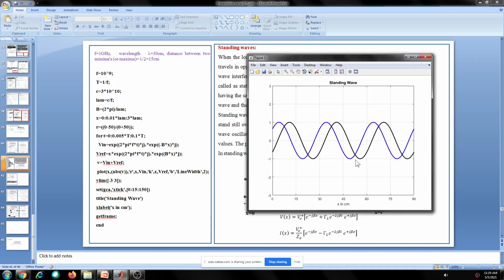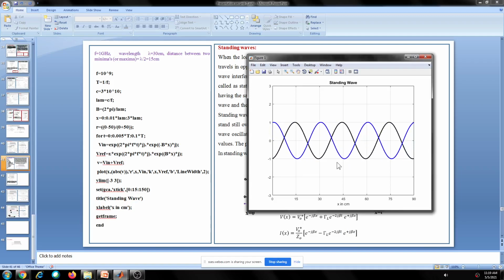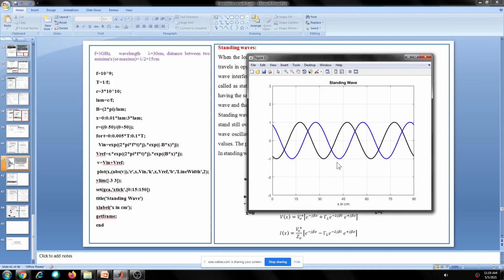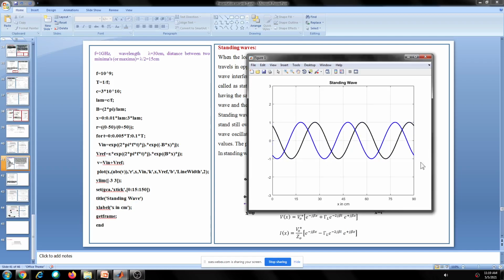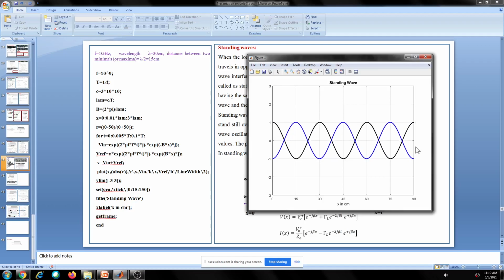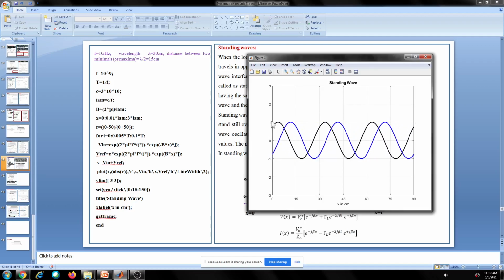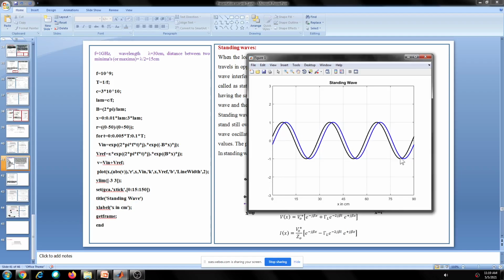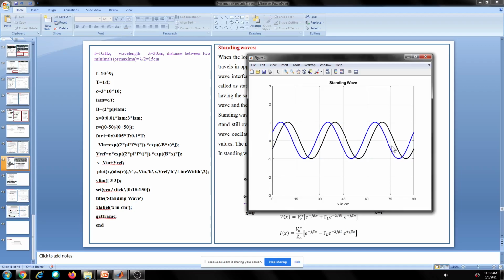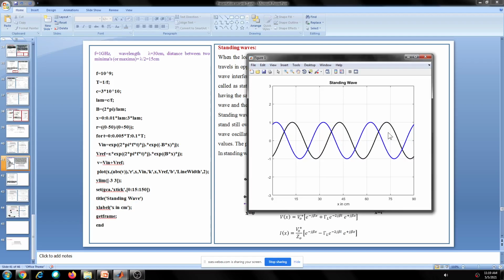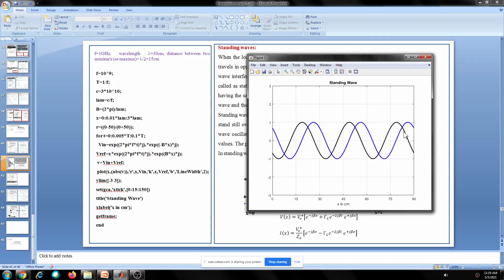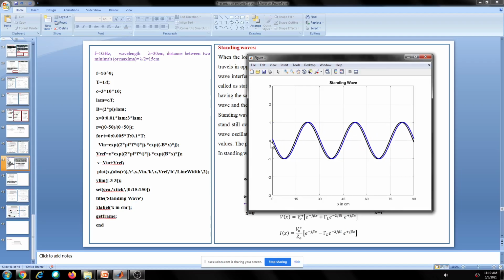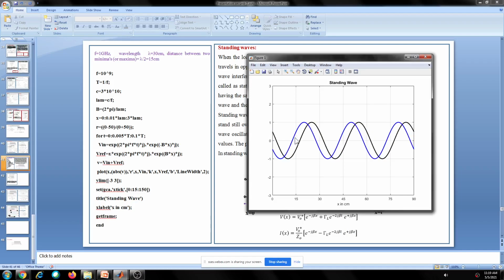Okay, there are two waves. One is black, another is blue. Yes, ma'am, both black and blue waves are visible. The black wave is moving towards the load end. This is the load point, and this is the source. One wave is moving with respect to time because it is a traveling wave. The black one is moving towards the load and the blue one is moving towards the source.